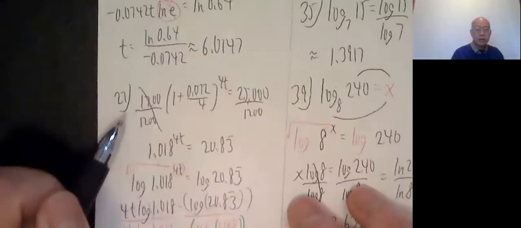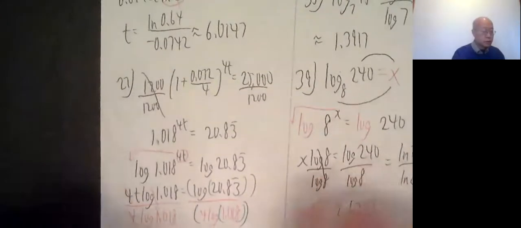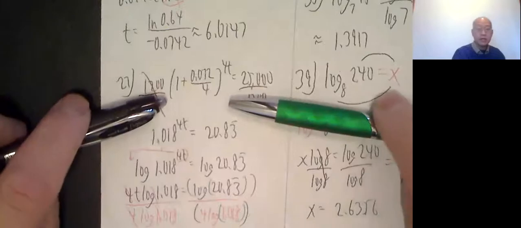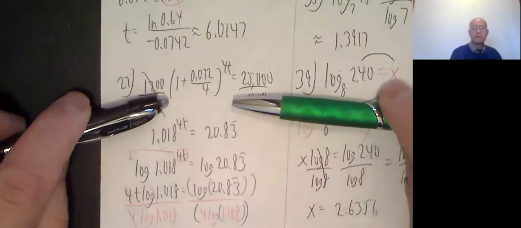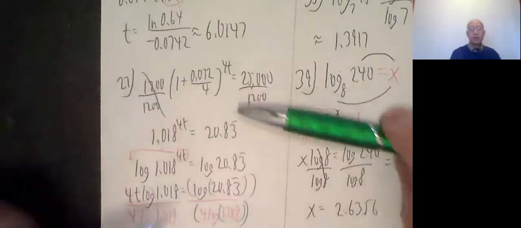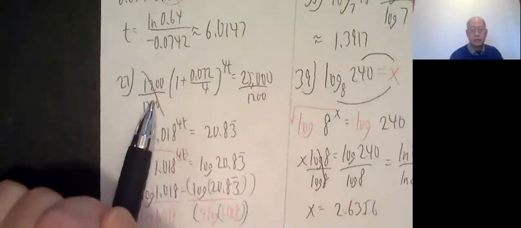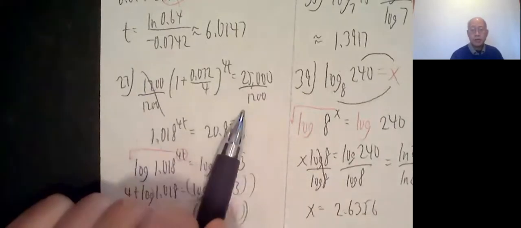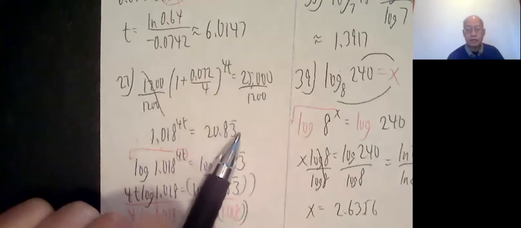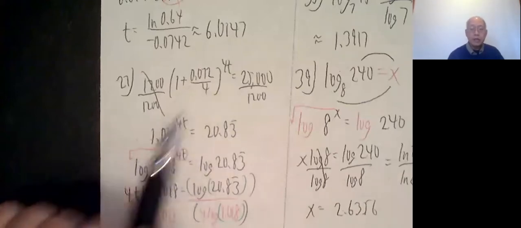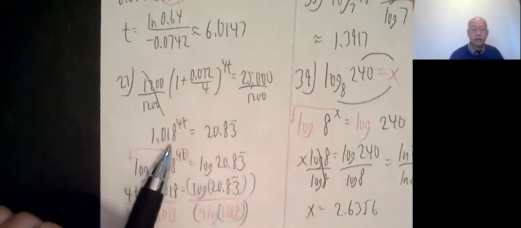Okay, 27 is a little bit harder. So it starts off like this. 1200 times 1 plus 0.072 divided by 4 to the 4t equals 25,000. Divide by 1200, so that cancels out. 25,000 divided by 1200 is 20.83 repeating. The bar means they're all 3s. This is, if I divide it out, it's 1.018.